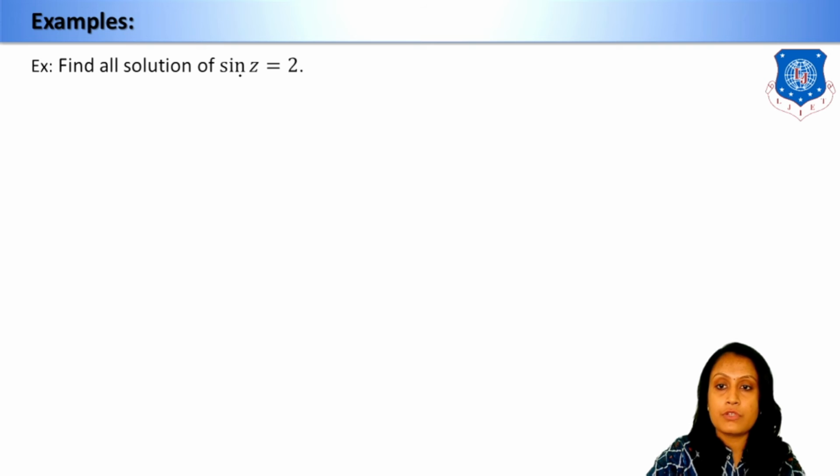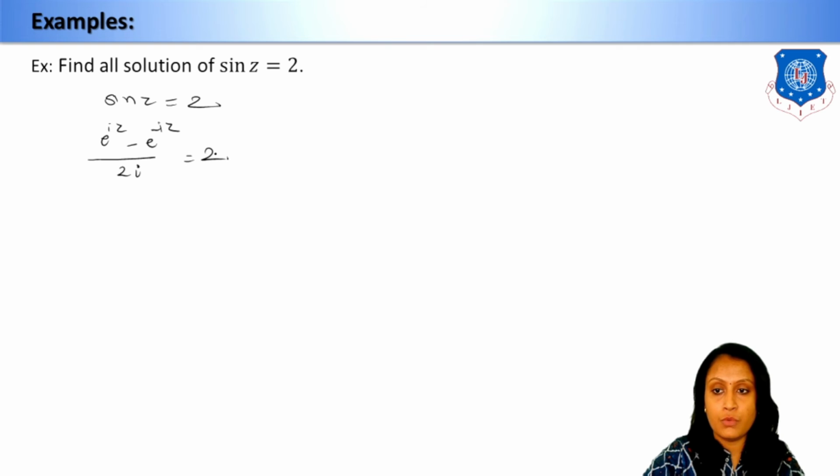Find all the solutions of sin z is equal to 2. Given that sin z is equal to 2, now we will use the formula of sin z, that is (e raised to iz minus e raised to minus iz) upon 2i is equal to 2. Bring this 2i over here, so you will get e raised to iz minus e raised to minus iz is equal to 4i.